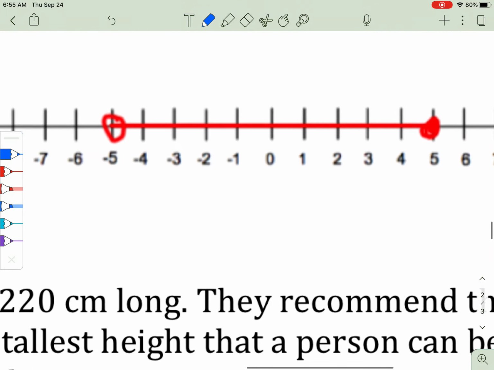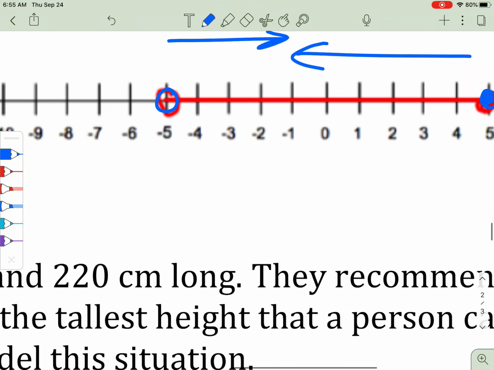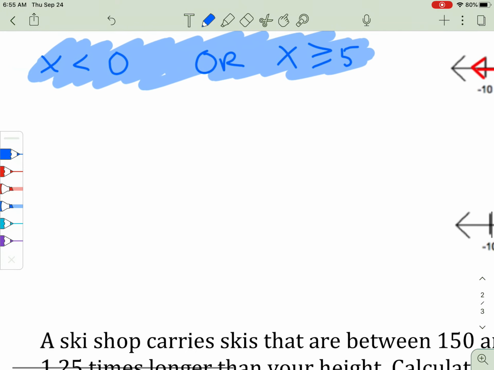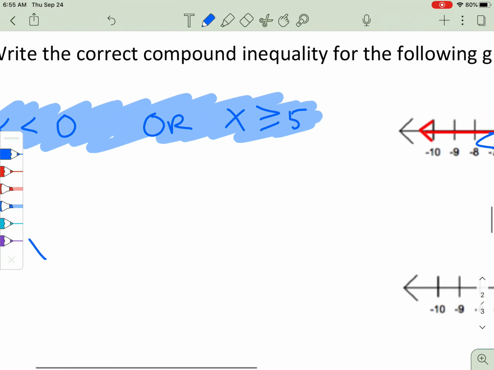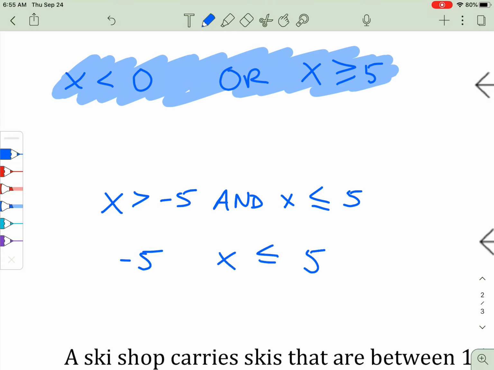Okay, next one. It fills in the blank, so that's an and statement. There's two ways to write this. You have an open circle here and a closed circle here, and it's at -5 and 5. So there's two ways to write it. You could say x is greater than -5 and x is less than or equal to 5. Or you could also write it as -5 < x ≤ 5, and there you go. Either one of those is the correct answer for this one.